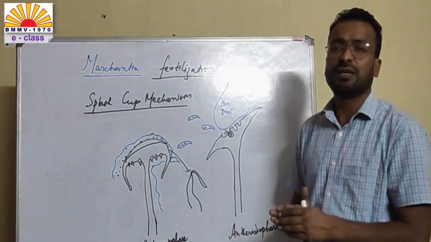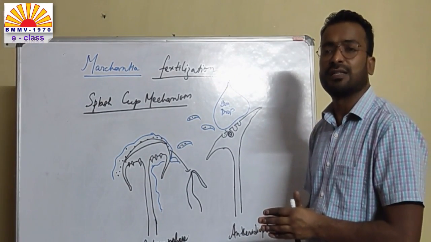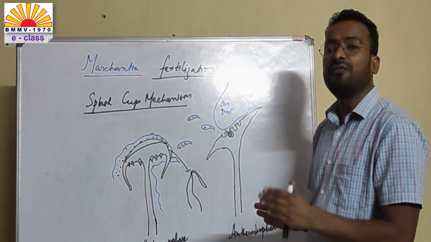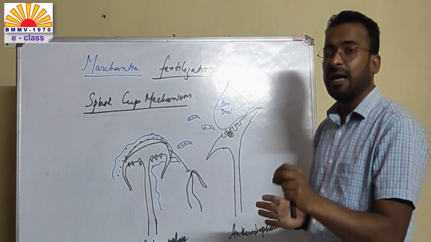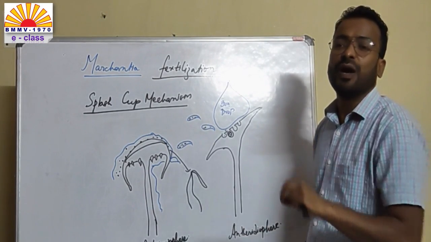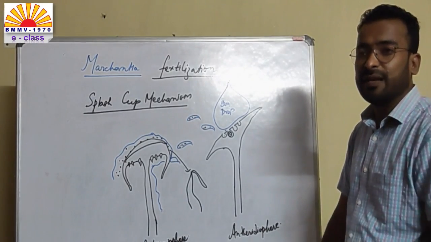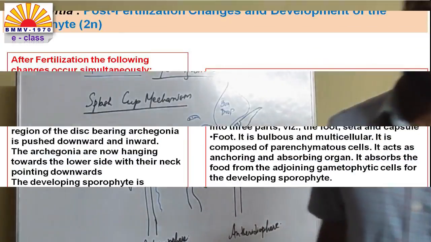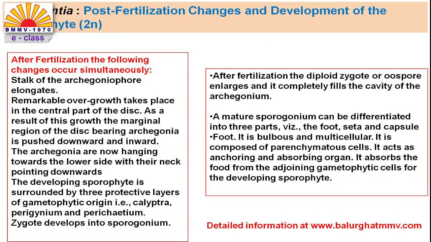After fertilization, what are the post-fertilization changes that will ultimately lead to the formation of a diploid zygote and the sporophytic generation represented by 2n number of chromosomes will begin. Please follow the slides and we'll come back again later. The post-fertilization changes and the development of sporophyte in Marchantia.